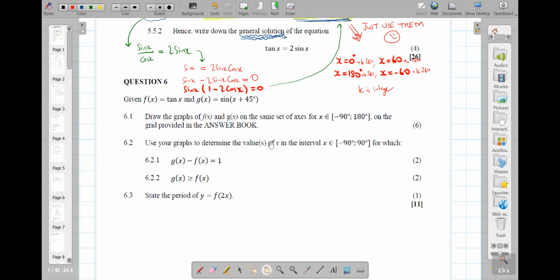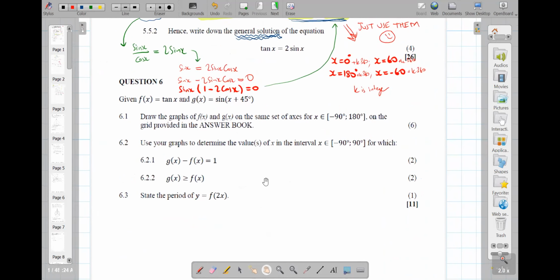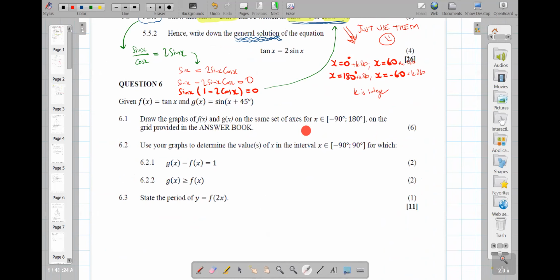Okay, then 6 is a trig graph question. So drawing a graph, if they ask you to draw 2 graphs, usually it is like 6 marks here. Sometimes they give one of them, they ask you the other one to draw, so it's only 3 marks. Sometimes both graphs are given, you find the equations. But here, it's not 3 marks for one graph, it is 6 marks for 2 graphs.